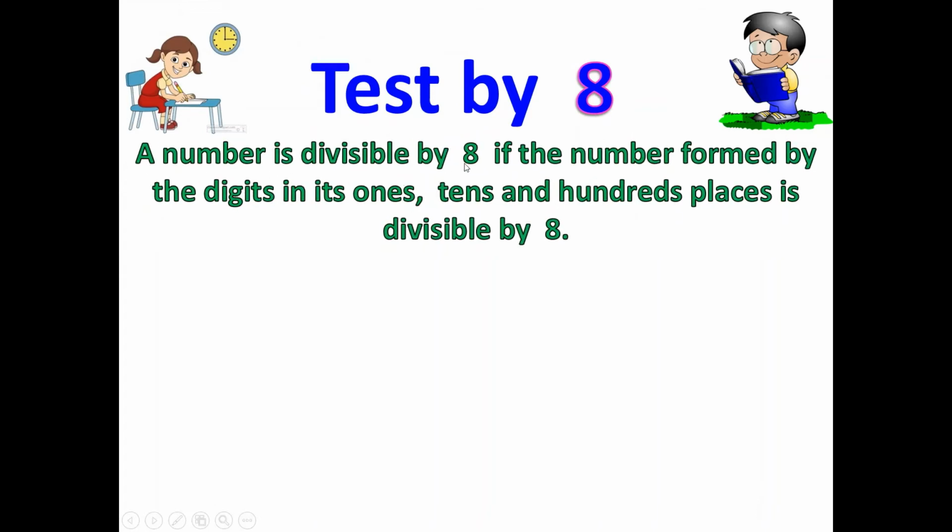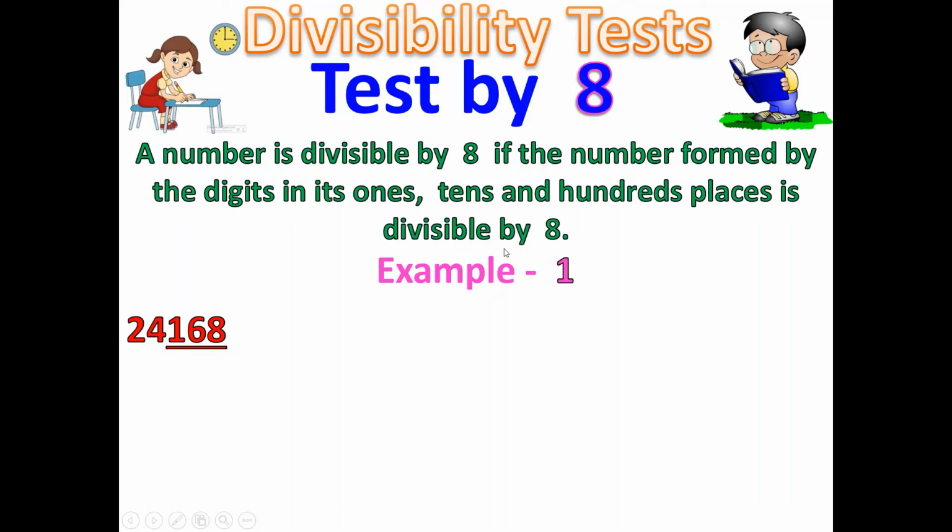A number is divisible by 8 if the number formed by the digits in its ones, tens and hundreds place is divisible by 8. Now we go on to example 1. 24,168. Our topic name is divisibility test. Now 168 is divisible by 8. Why do we take only 168? Because to be divisible by 8, we have to take the hundreds, tens and ones place of the given number. Okay.